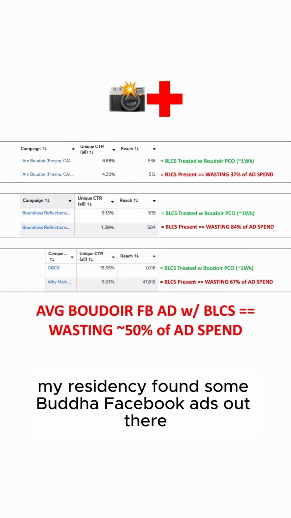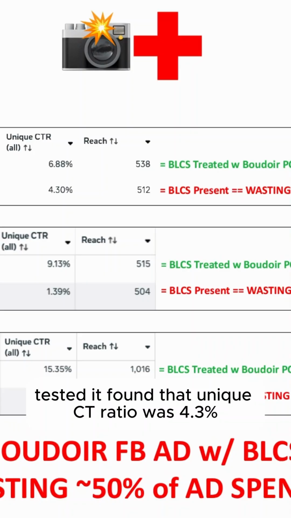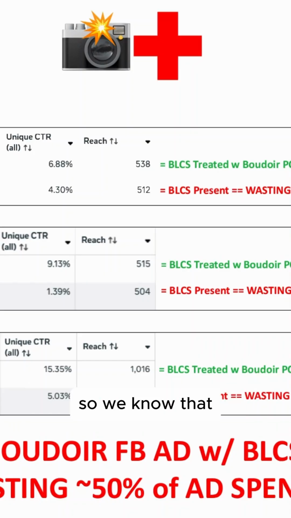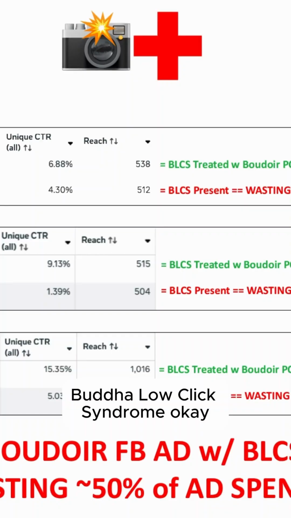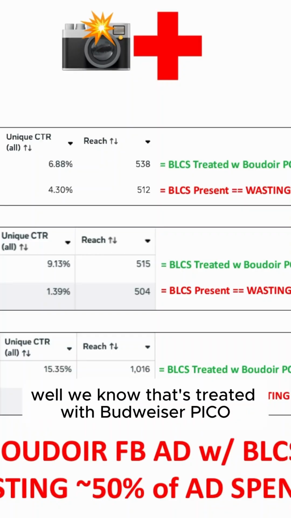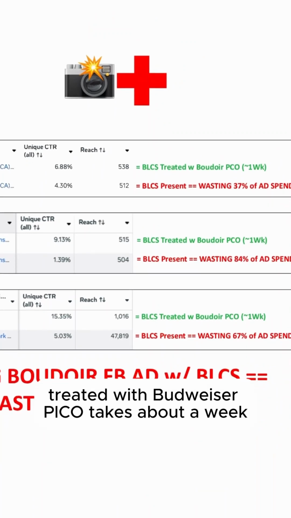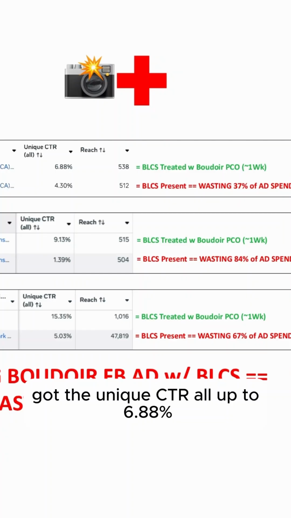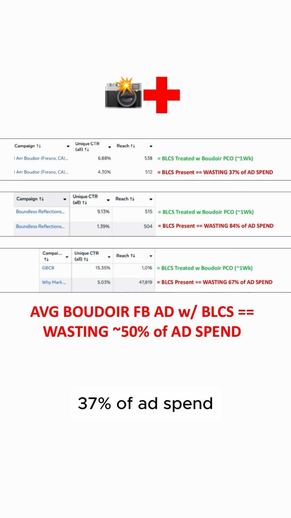So, my residency: I found some Boudoir Facebook ads out there. First part of my residency, I found the first one, brought it to the hospital, tested it, and found out its unique CTR all was 4.3%. So under 6%, we know that BLCS is present, Boudoir low click syndrome. Well, we know that's treated with Boudoir Pico, which is exactly what I did. Treated with Boudoir Pico, takes about a week, I got the unique CTR all up to 6.88%. So we found out the original Boudoir Facebook ad was wasting 37% of ad spend.